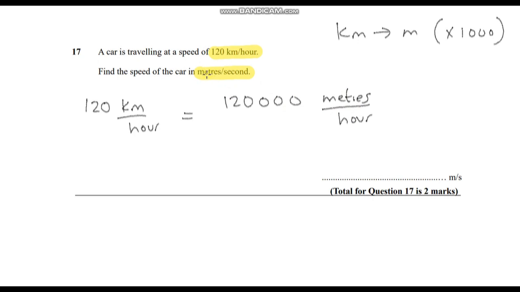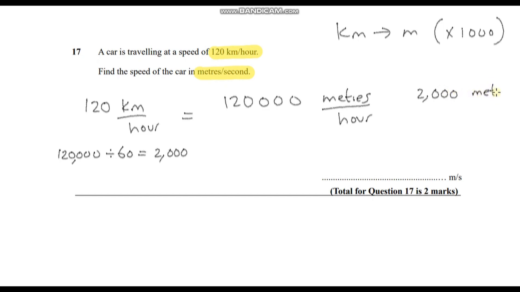We've done half of it because we want meters per second. So we just need to change the hours into seconds. Now I'm going to go from hours to minutes first and then minutes to seconds, so I'm going to do it in two parts. If we're traveling 120,000 meters in 1 hour, how far will we be traveling in 1 minute? Well, there's 60 minutes in an hour, so it will be 60 times shorter. So we just need to divide this by 60. So 120,000 divided by 60, I think that's 2,000. Yeah, 2,000.